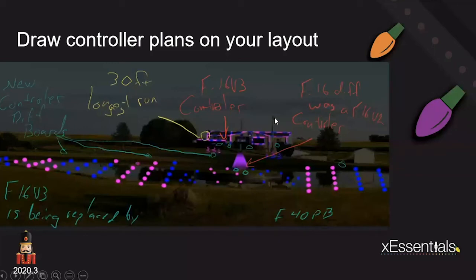The F16V2 was controlling the tree. The F16V3 got moved out to control it. So I'll be putting an expansion on the F16V3. With expansions, you always have to keep in mind that expansion does not always mean expansion on boards.